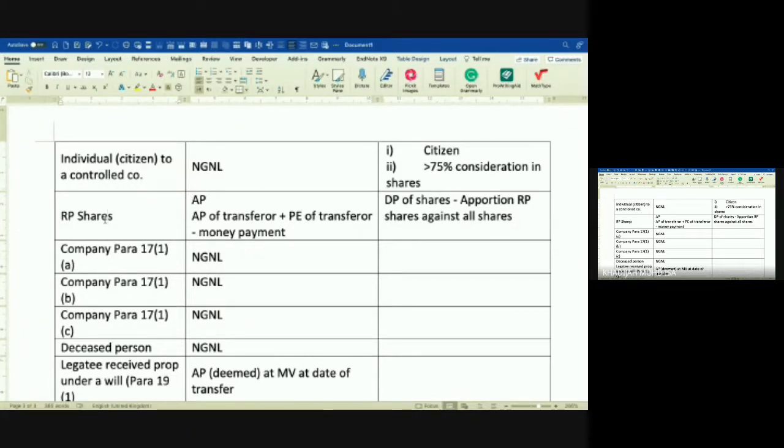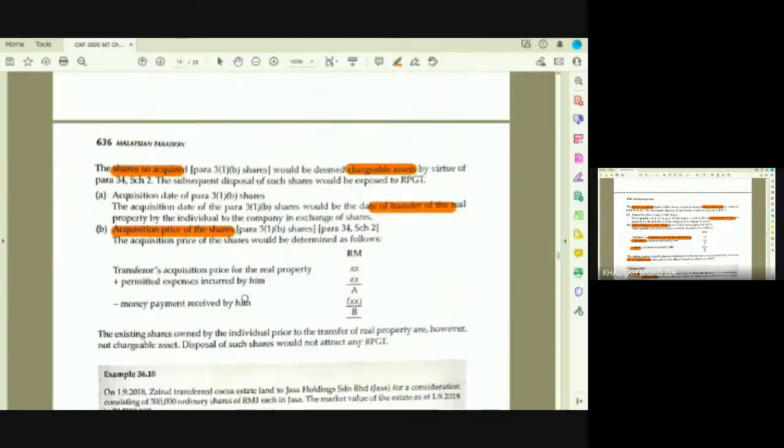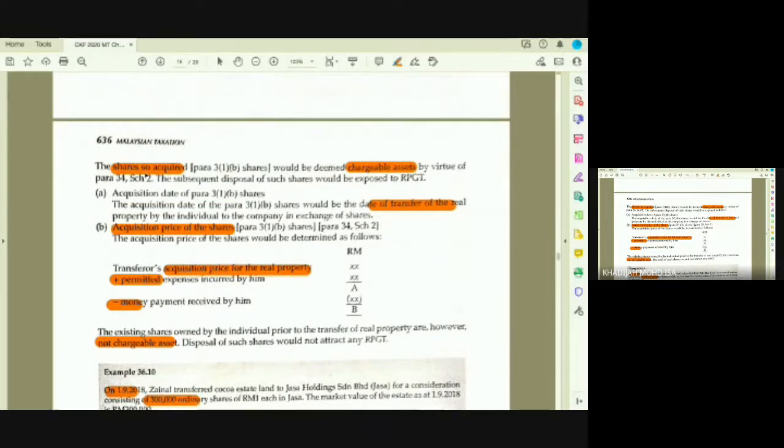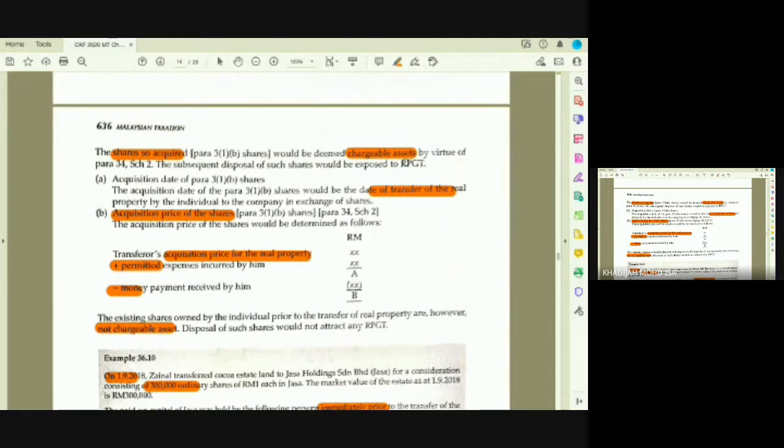The acquisition price of the real property shares is actually the acquisition price of the transferor. It means that you're looking at the property you transferred last time. What is the acquisition price of the transferor plus the permitted expenses of the transferor minus money payment? So this is what applies to the individual. When you receive the shares, the shares so acquired will be deemed a chargeable asset by virtue of Para 34 Schedule 2. So the disposal of shares is subject to RPGT.